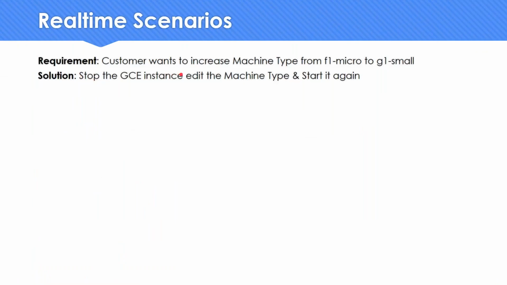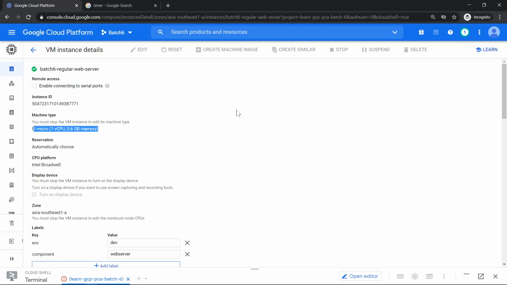We'll try to do this and show you. So stop, edit the machine type, and start it. Definitely you can fulfill this requirement, meaning I don't need to spend 5 more days. A smart way is to shut down and do it. The only drawback of this is that there's downtime.